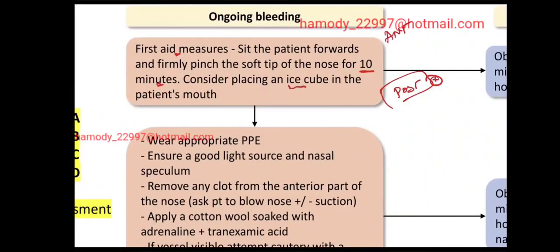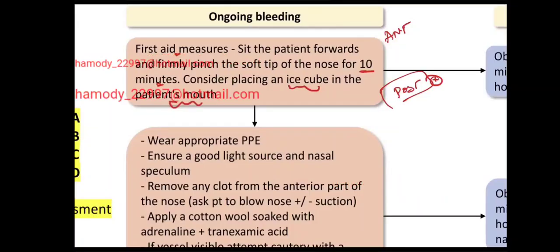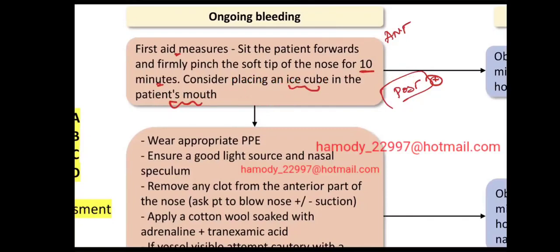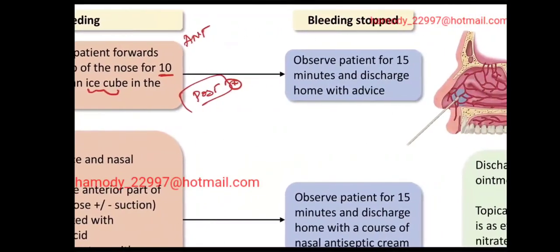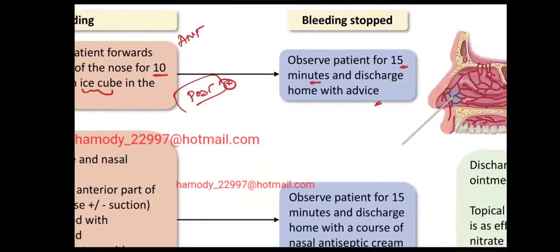Along with the compression, you can ask them to place an ice cube in the patient's mouth. Why an ice cube in the patient's mouth? It causes vasoconstriction. It can help to stop bleeding. If the bleeding has stopped, you will observe the patient for 15 minutes and discharge them with advice.